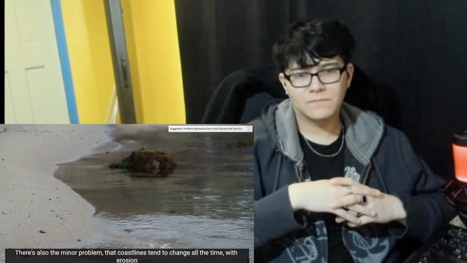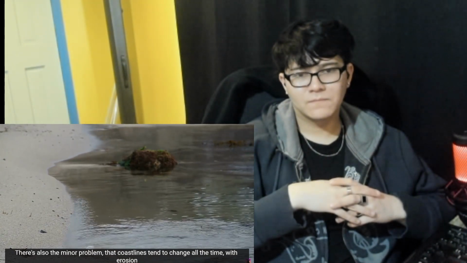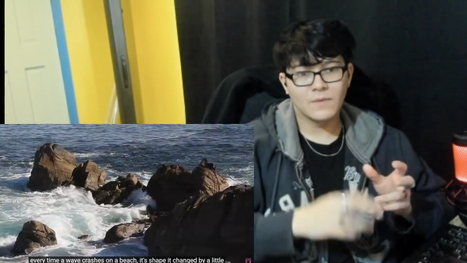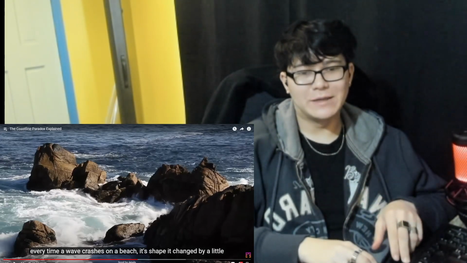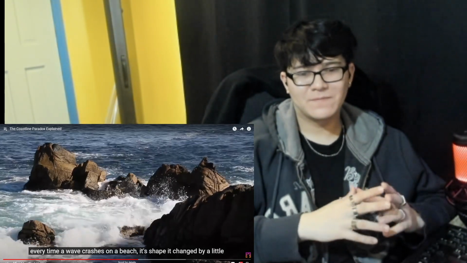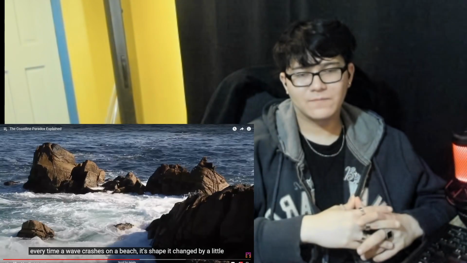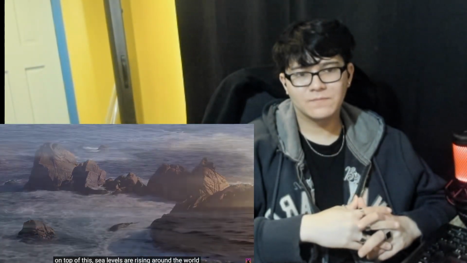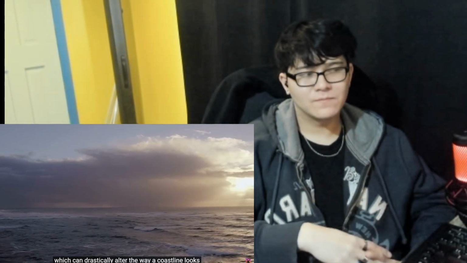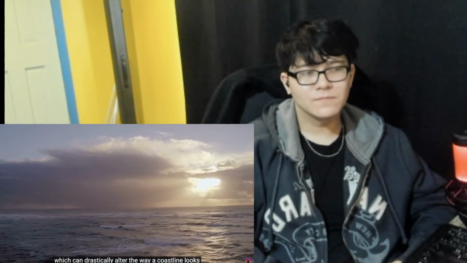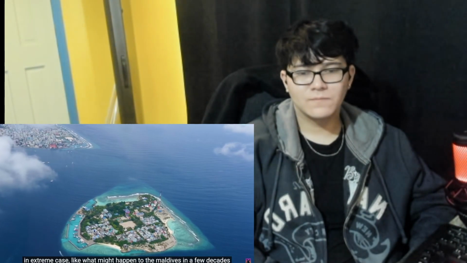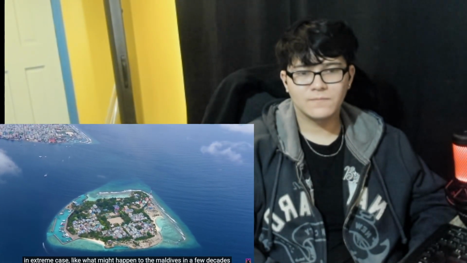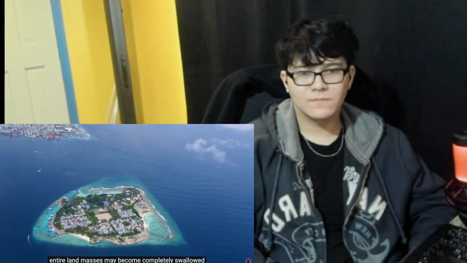There's also the minor problem that coastlines tend to change all the time with erosion. Every time a wave crashes on a beach, its shape is changed by a little, and that is really hard to accurately pin down. Oh yeah, so this figure would keep on changing. On top of this, sea levels are rising around the world, which can drastically alter the way a coastline looks. In extreme cases, like what might happen to the Maldives in a few decades, entire land masses may become completely swallowed.